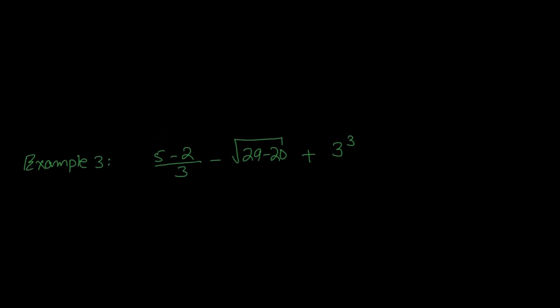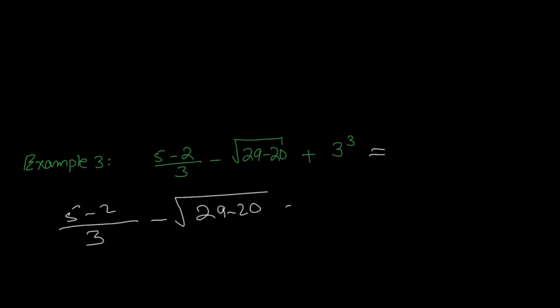Example 3 has fractions. It has a square root and it has a cube power. So let's find out what is going on here. In this condition, we always take care of the exponent because we don't have parentheses. So 3 to the power 3 will be 27. Now let's take care of the square root after that.